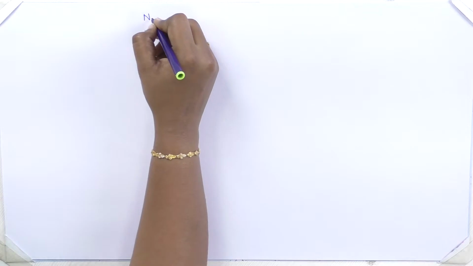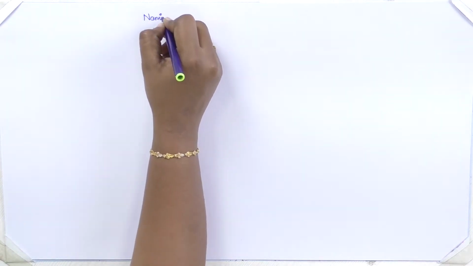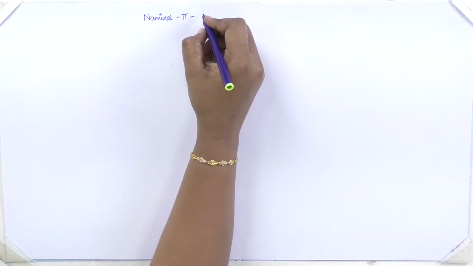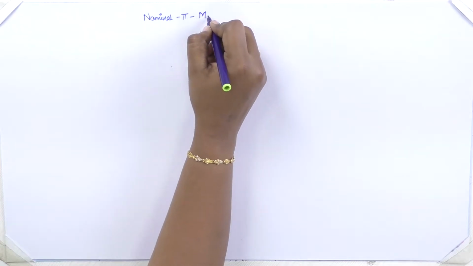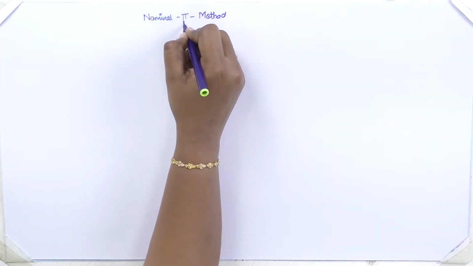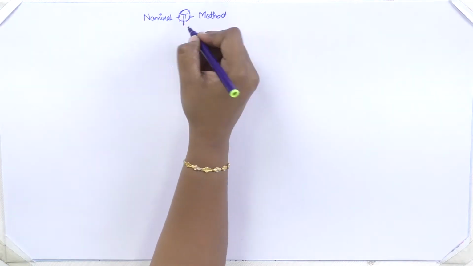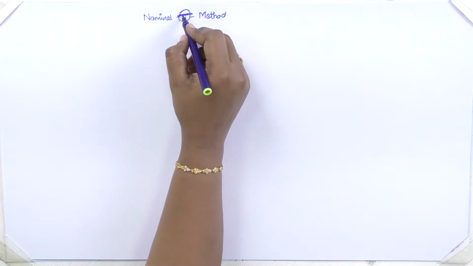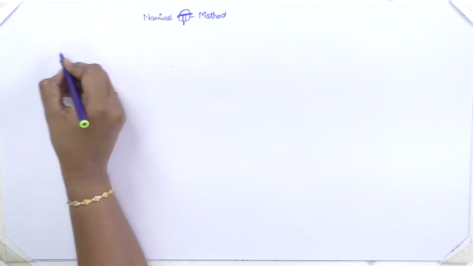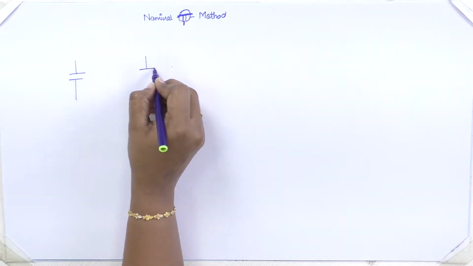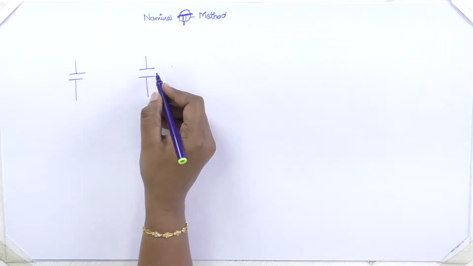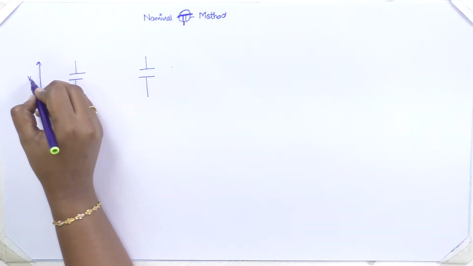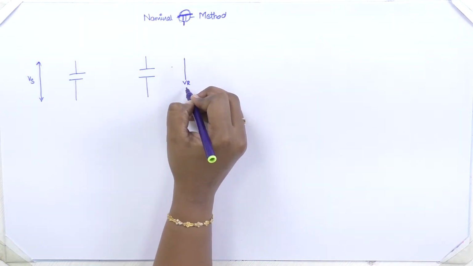The next type to find out the capacitance of the transmission line is, so far we have seen the nominal T method, now it is the nominal pi method. So this T and pi will give the arrangement of capacitance in the transmission line. So from pi, if we consider this as a transmission line, therefore two capacitances will be there. So this is my capacitance near the sending end voltage, and this is my another capacitance at the receiving end voltage. So this is my Vs and this is my Vr.